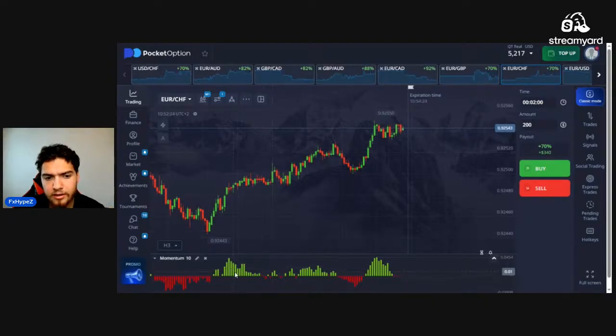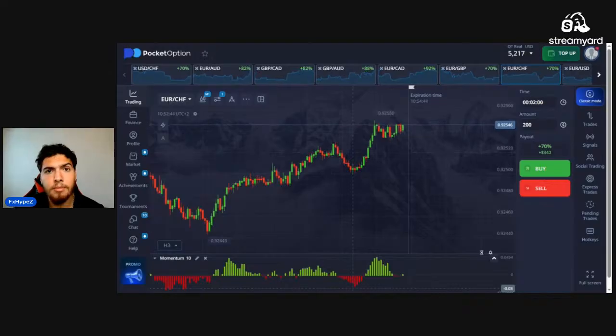When the momentum indicator shows green, we know that the price is in an uptrend. When the indicator shows red, the price is in a downtrend. It's that simple. This is a great indicator to identify short to medium term trends, as well as swings to the upside and swings to the downside. That's basically what the momentum indicator is.